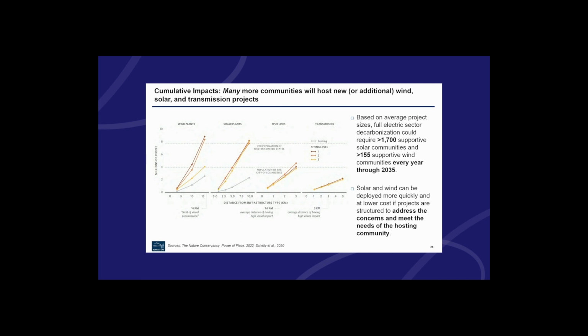So to interpret this chart, we have several different types of infrastructure: wind, solar, and transmission. And then along the x-axis, we have the distance from those infrastructure projects. And the y-axis is showing the millions of people that live in proximity to those projects. The gray lines represent basically where we are now, so how many millions of people live within 15 miles of a wind plant, for example. And the colored yellow, orange, and red lines represent different scenarios to reach 2035. Suffice it to say, a lot more people are going to be living close.